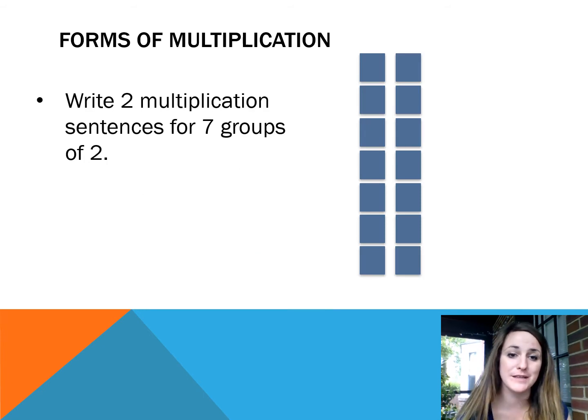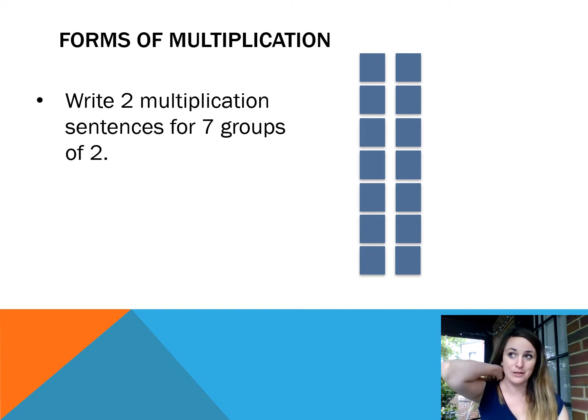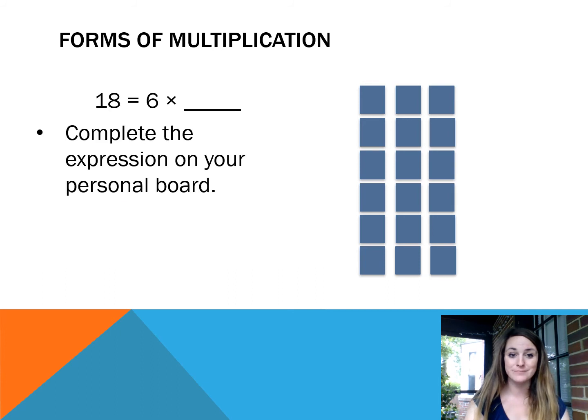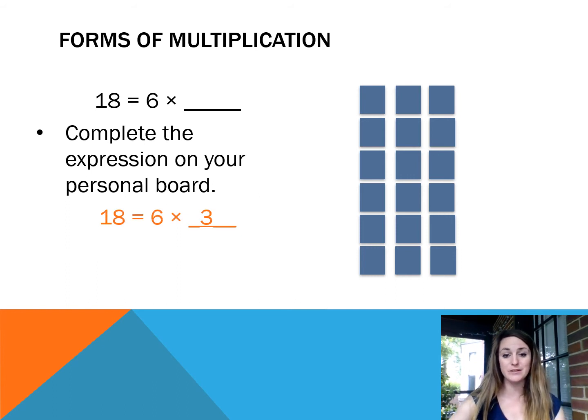Let's write 2 multiplication sentences for 7 groups of 2. Remember, use the commutative property to flip the factors. 7 times 2 equals 14, and 2 times 7 equals 14. Notice this equation's a little twisted up. The total is at the beginning. That's okay. Complete the expression on your boards. 18 is equal to 6 times 3.